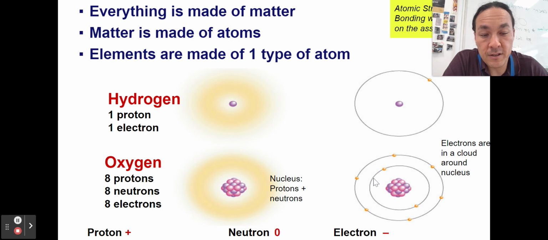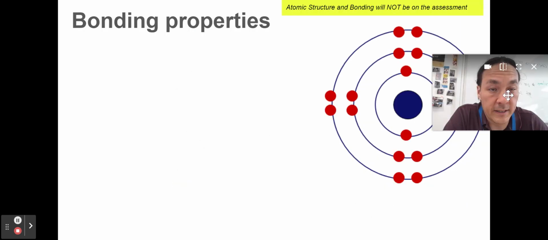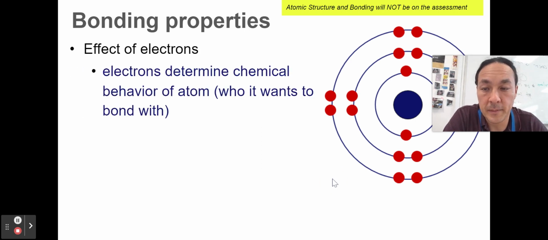The first ring holds 2 electrons, and the second ring, what we actually call an energy level, can hold up to 8. So if the first one holds 2, you can see that there are 6 in this ring here. That's going to be important for later on. Once again, you can see up here that this will not be on the assessment. It's just to help you learn about it.